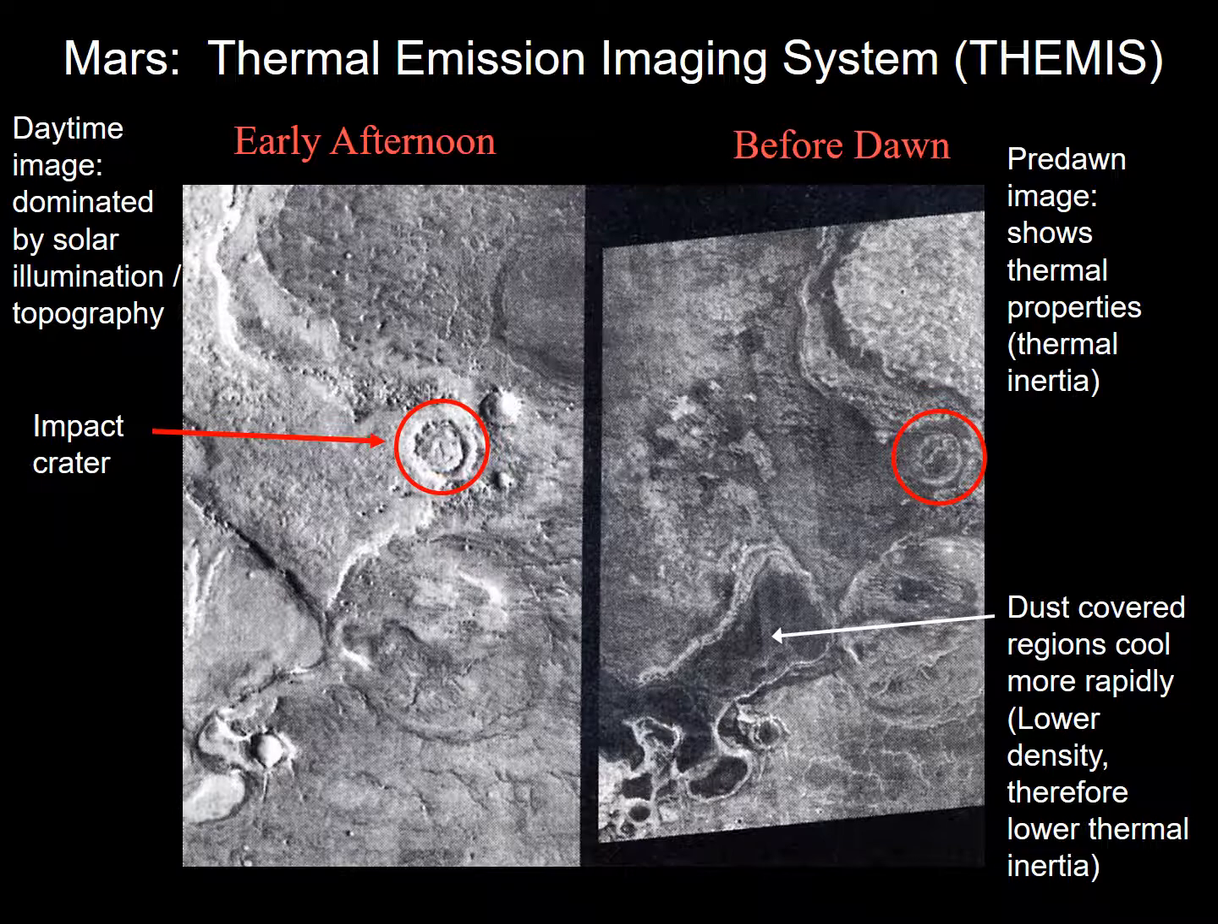We can also do thermal emissions imaging, the THEMIS. This is looking at Mars, and the daytime image is dominated by the solar illumination. We see an impact crater in the early afternoon. We go back to before dawn. It shows the thermal properties, in other words, thermal inertia. What does thermal inertia mean? It means that certain elements retain heat and bleed it off at a slower rate than others. Also, we are noting here some dust-covered regions cool more rapidly because the dust is lower density, therefore it has less thermal inertia.